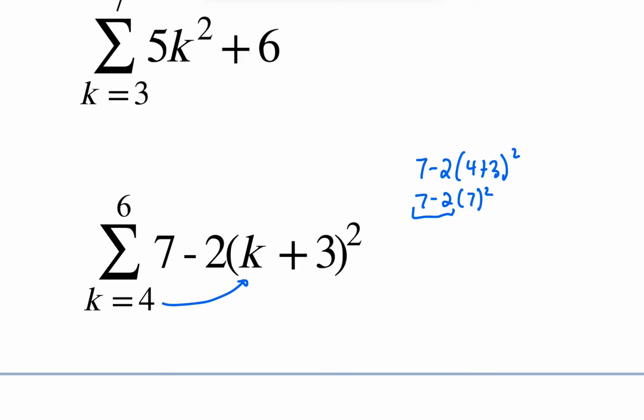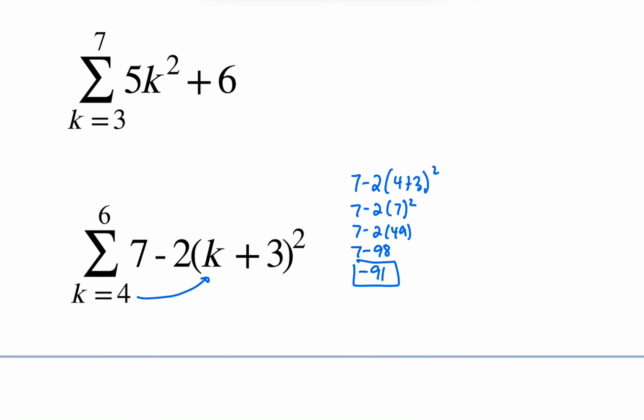We do not combine the 7 and the 2 to 5. Remember, multiplying and exponents come before adding and subtracting. So 7 squared is 49. It'd be 7 minus 2 times 49. We multiply next. 2 times 49 is 98. And we get 7 minus 98, so this would be negative 91. So that's for the first term. That was just plugging in 4. And then if I put in 5, it would be 7 minus 2 times 5 plus 3 squared. And if I do all that work, I'm just going to cheat a little bit here and use my calculator. I get negative 121.